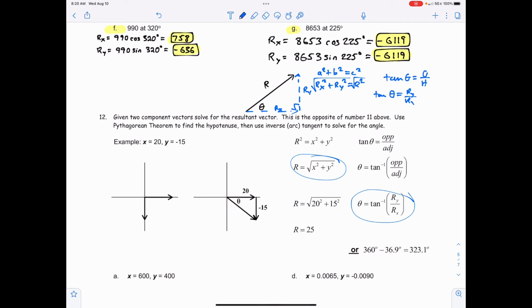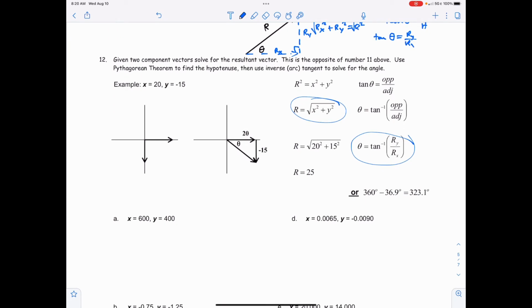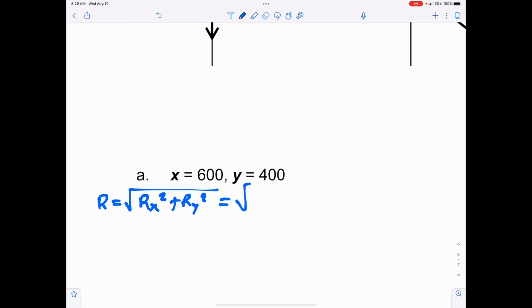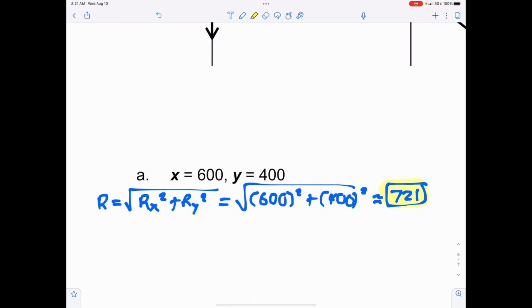Okay, let's go ahead and take a look at part A. In part A, r would be the square root of Rx squared plus Ry squared. Plug into that, and we're going to go 600 squared plus 400 squared. Okay, and we're going to get approximately 721. You might want to pause the video for a second and try putting that in the calculator yourself and prove that you can do this.